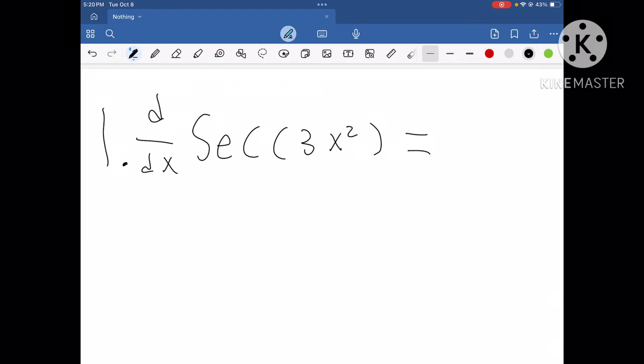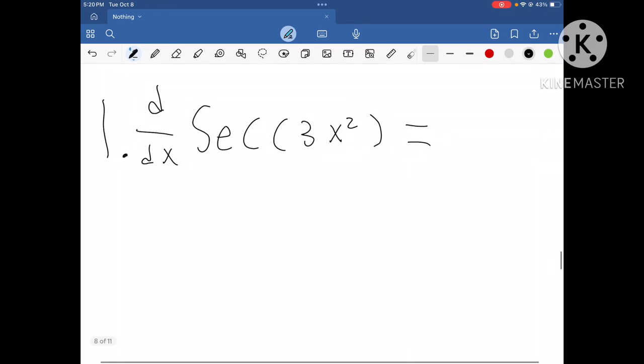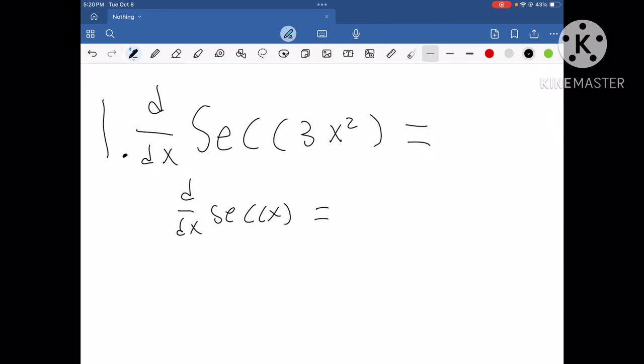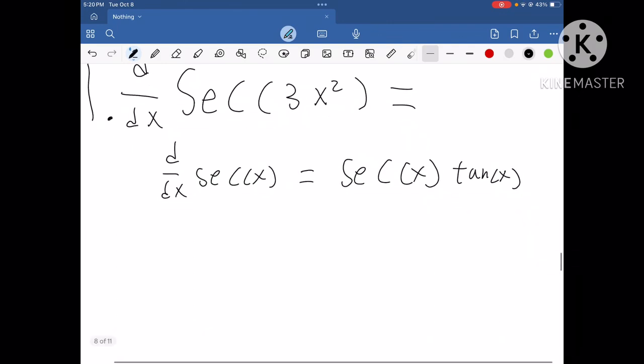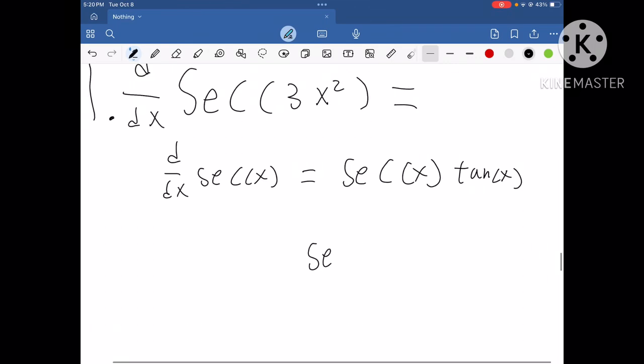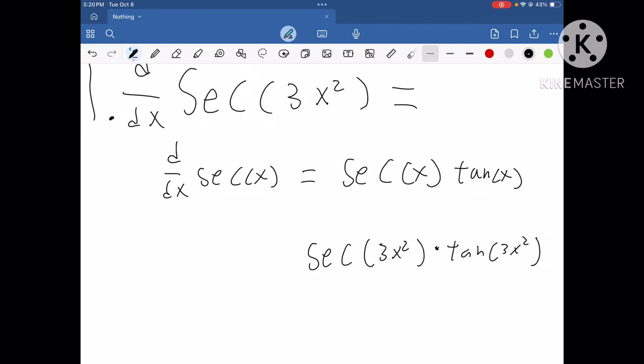You can pause the video. Did you guys finish? Okay. So, derivative of secant of 3x squared. What was the derivative of secant? Secant tangent. Okay. But instead of just x, it's 3x squared. So we would put secant 3x squared times tangent of 3x squared.